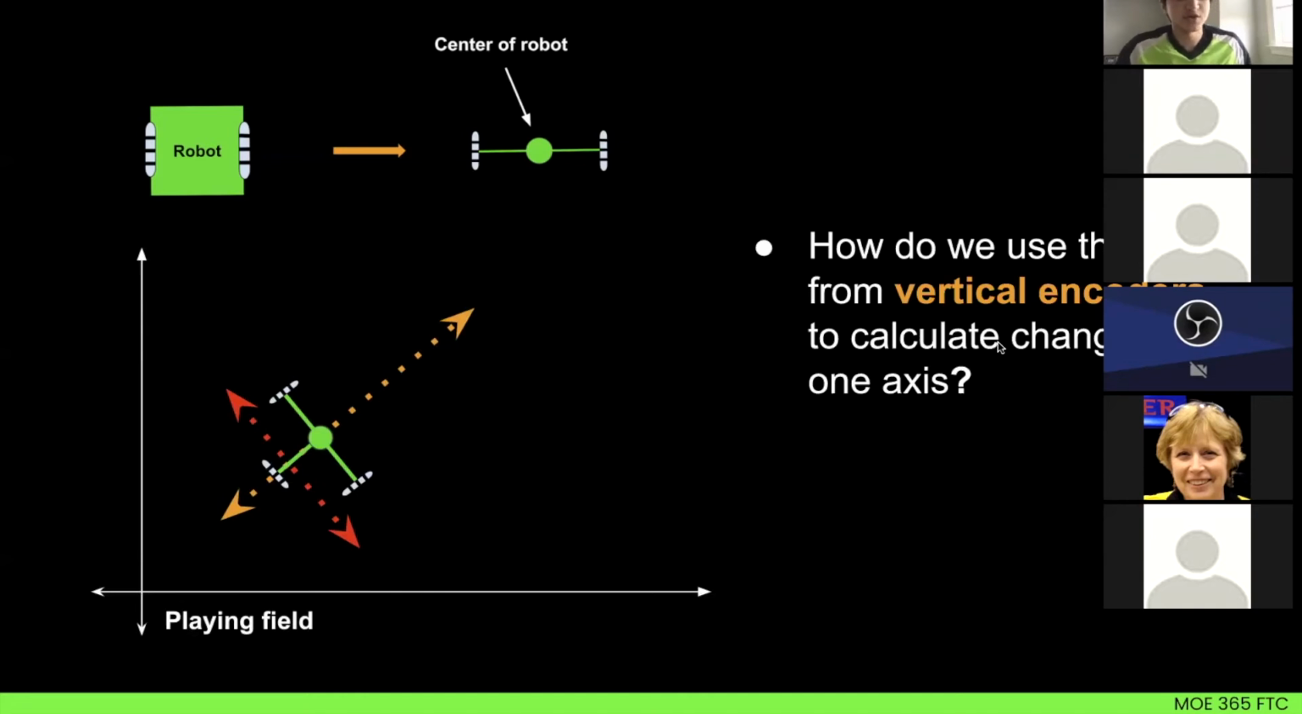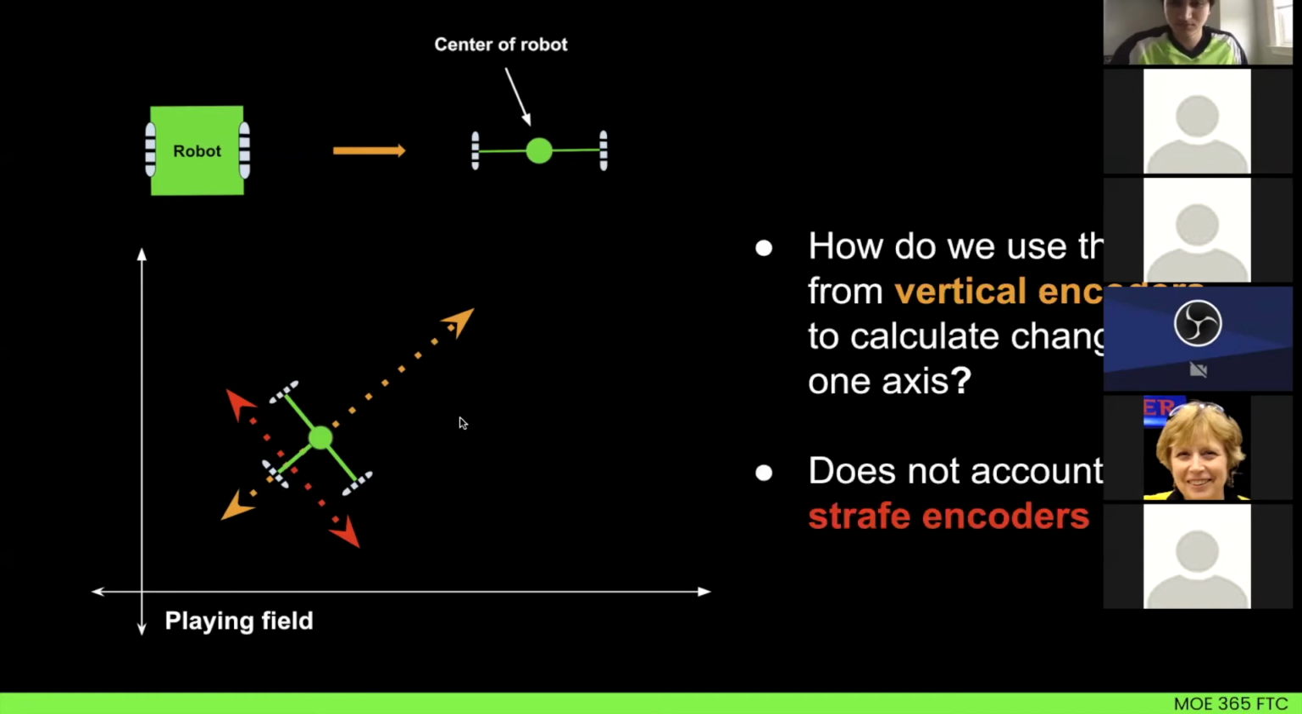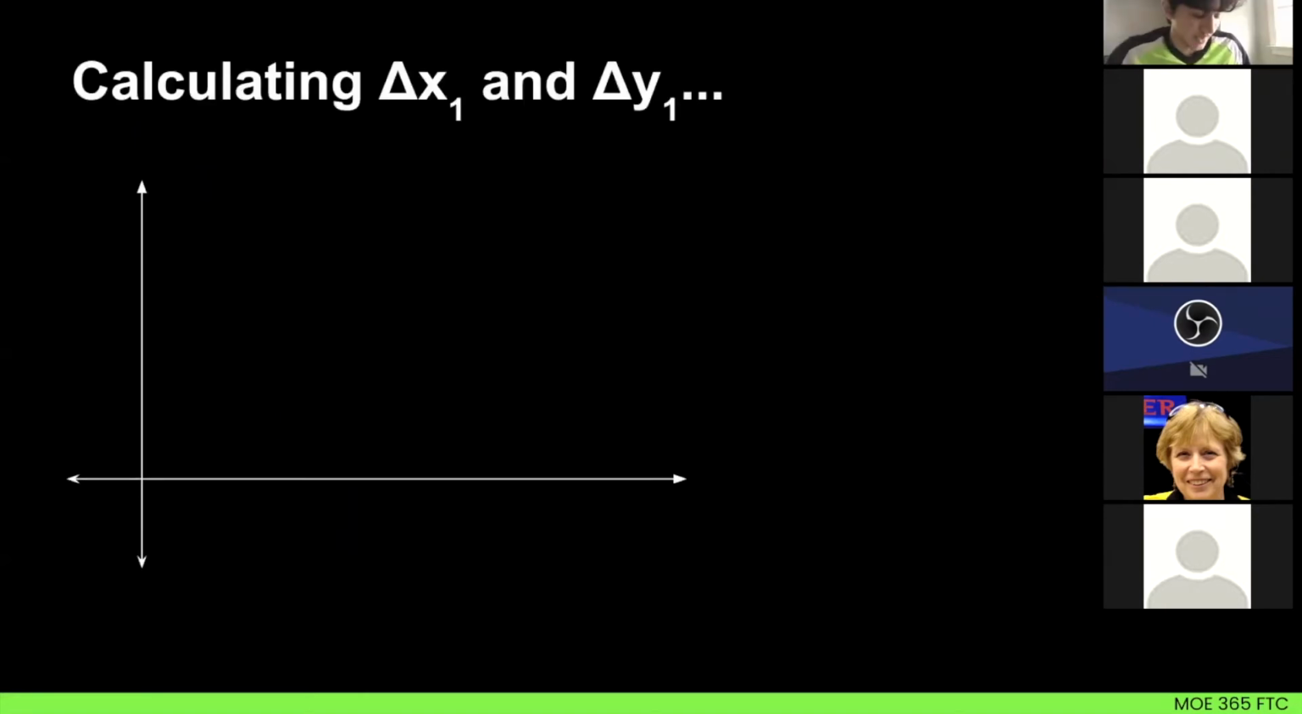So the first question we want to ask is how we can use the data from vertical encoders, in other words, these encoders here on the left of the robot and the right of the robot, to calculate change on one axis. That's that axis you can see here in orange. Keep in mind that what we're about to show next does not account for the strafe encoder. So it does not provide a complete picture of how to calculate odometry, but we need to calculate things on one axis first. So we're going to calculate these changes as delta x1 and delta y1.